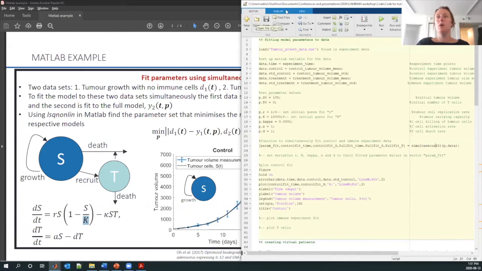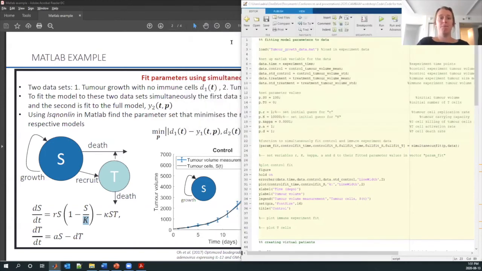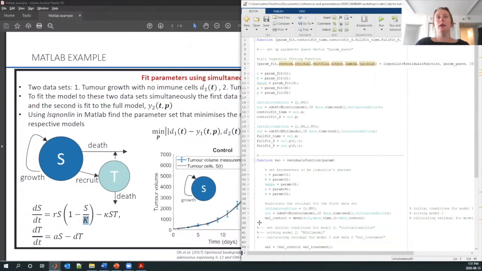So if you now open up the code simultaneous fit, this one here, it should look a bit like this.